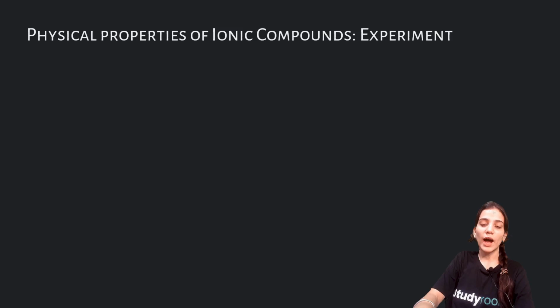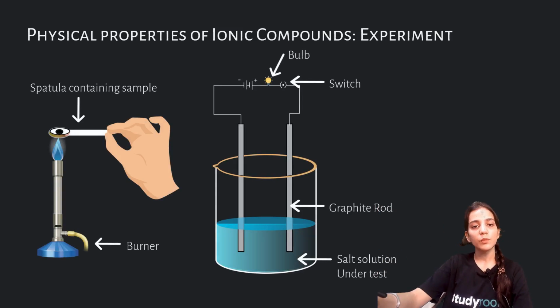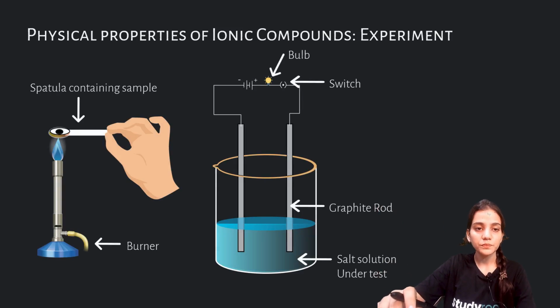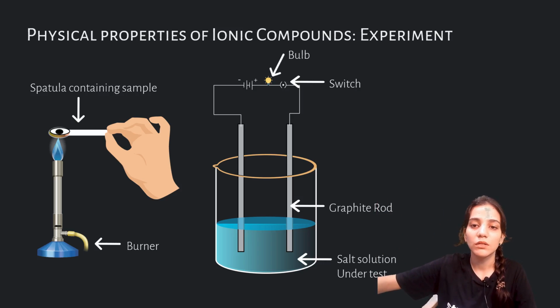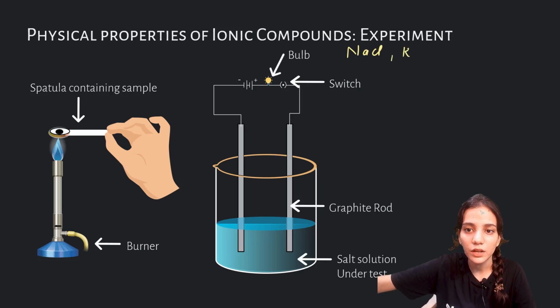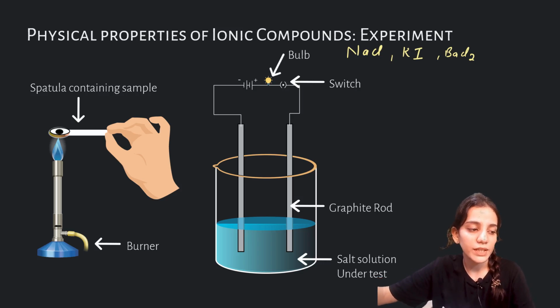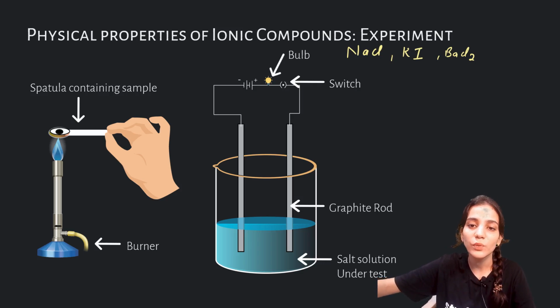Now, physical properties of ionic compounds. Let us understand the physical properties of ionic compounds with an example of an experiment. Now let us take the example of sodium chloride, potassium iodide, KI, and barium chloride, or any other salt can be taken. So now we have to see what is the physical state of these compounds.